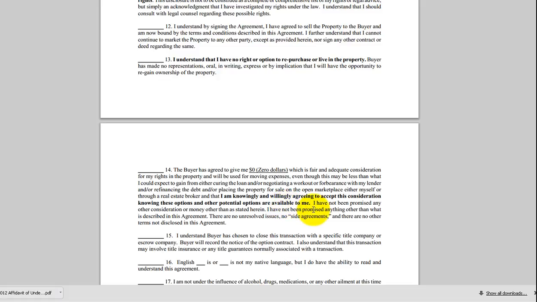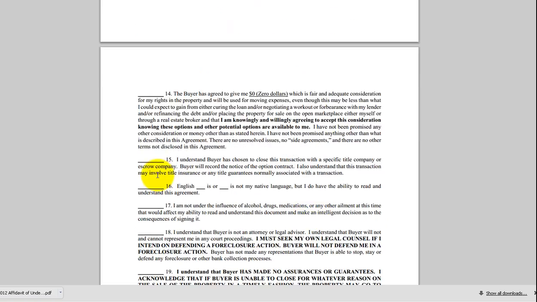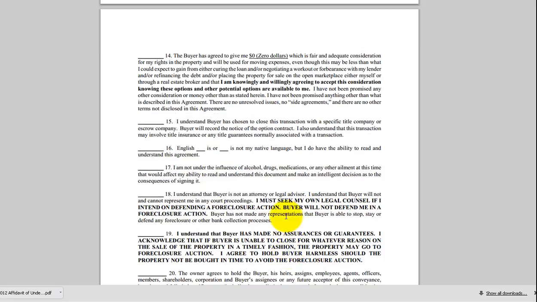They understand the buyer has chosen to close this transaction with a specific title company. We use a national title company, the most experienced short sale company called Clear Title America. Now, they're going to check if English is or is not their native language. And they basically just tell us here that they understand what this contract is saying. They're not under any influence of alcohol or drugs. They know what they're signing. They understand the buyer is not an attorney or a legal advisor. They have to seek their own counsel if they want to.